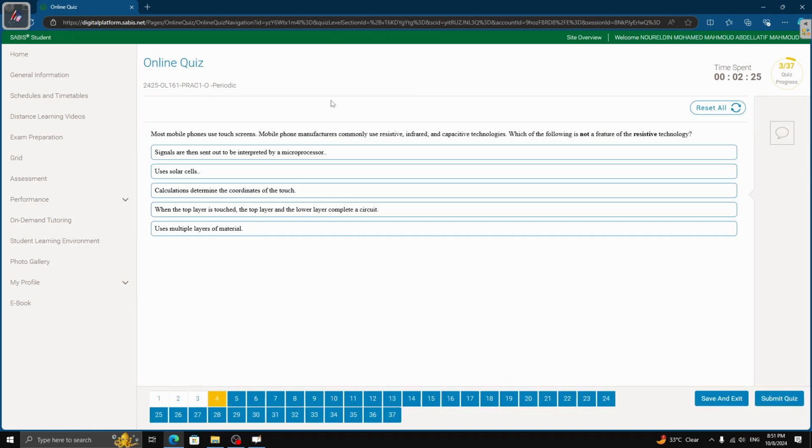This question might cause a bit of struggle. Most mobile phones use touchscreens. Mobile phone manufacturers commonly use resistive, infrared, and capacitive technologies. Which of the following is not a feature of the resistive technology?